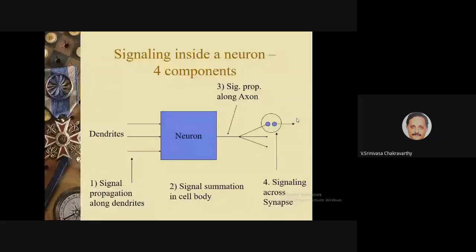You can also notice that among these four components, the first three, dendrites, cell body, and axon, are all electrical signaling, because all three involve simply propagation of a voltage wave along a cable. Only in the fourth one, a voltage wave on the presynaptic side gets converted into a chemical signal, and the chemical signal on the postsynaptic side gets converted back into a voltage signal. So this fourth component is a chemical step. Otherwise, the other three are electrical signaling steps.